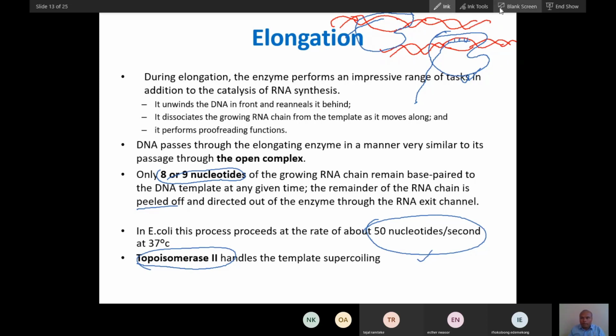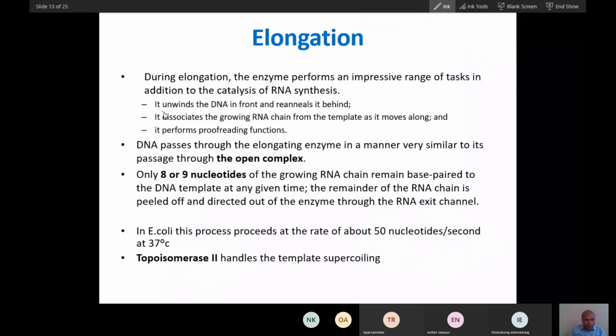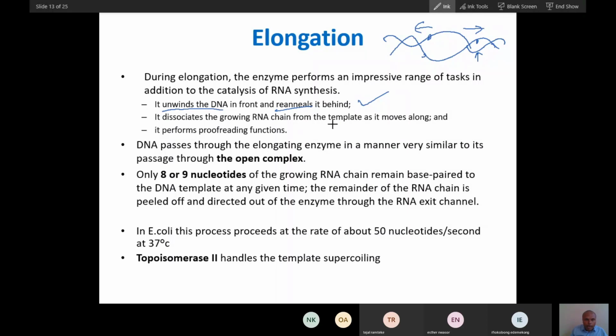And this is a very impressive enzyme. Why is it an impressive enzyme? Because it unwinds the DNA in front as it moves, and then re-anneals this DNA, rejoining it through hydrogen bonds behind. It will progress, re-anneal, open, re-anneal, and these two functions are done together by this RNA polymerase. So the re-annealing of the back nucleotides and the opening of nucleotides in front will be done by RNA polymerase.